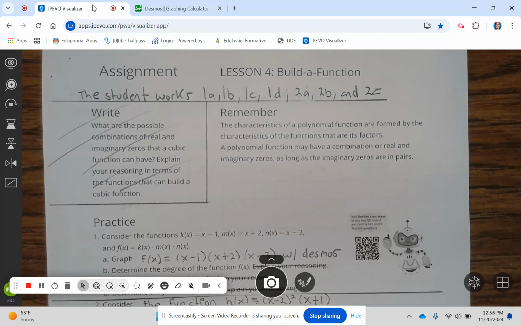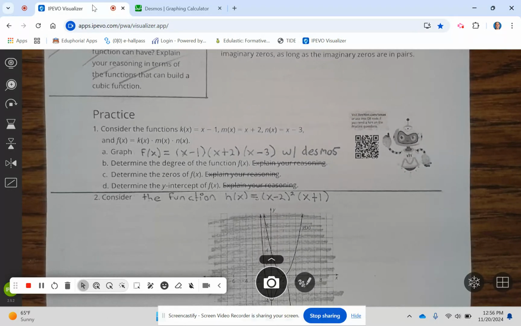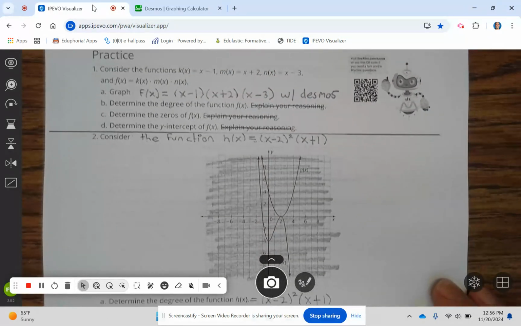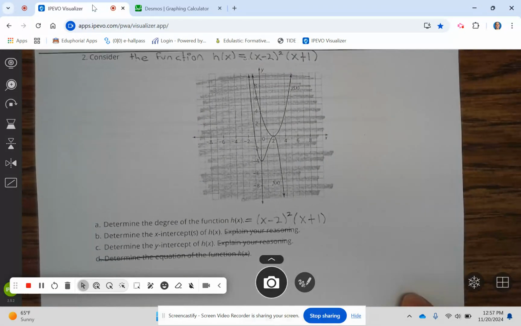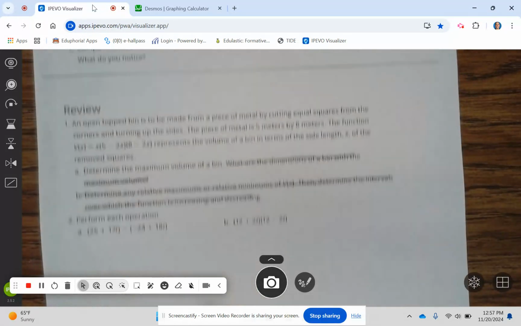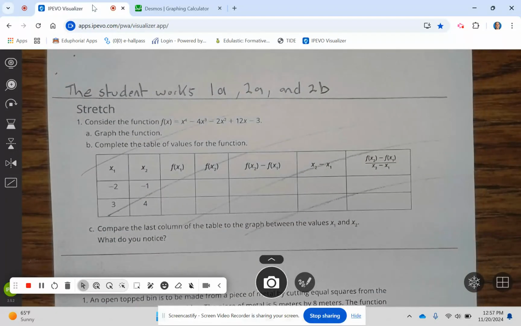All right. Student works 1A, 1B, 1C, 1D, 2A, 2B, 2C. All right. Let's take a look at the next page. The student works 1A, 2A, and 2B.